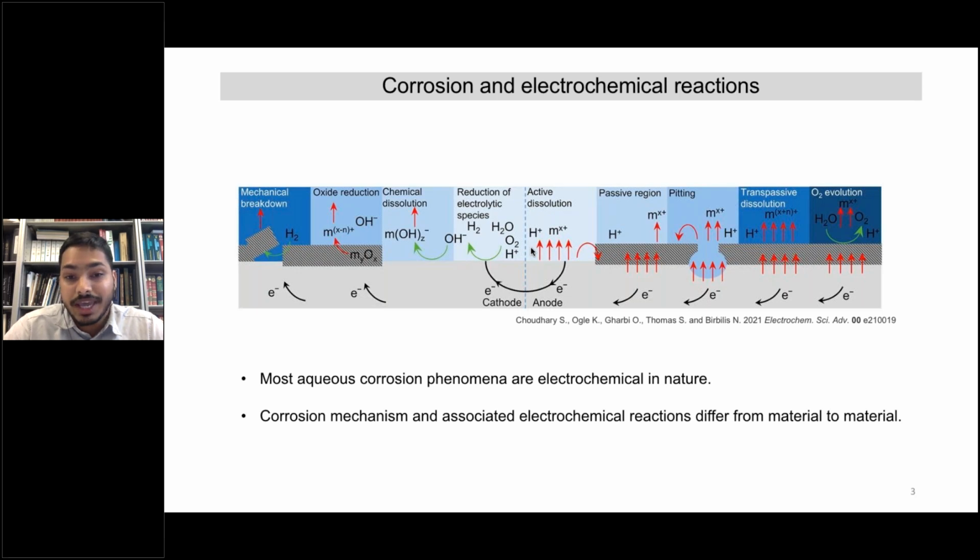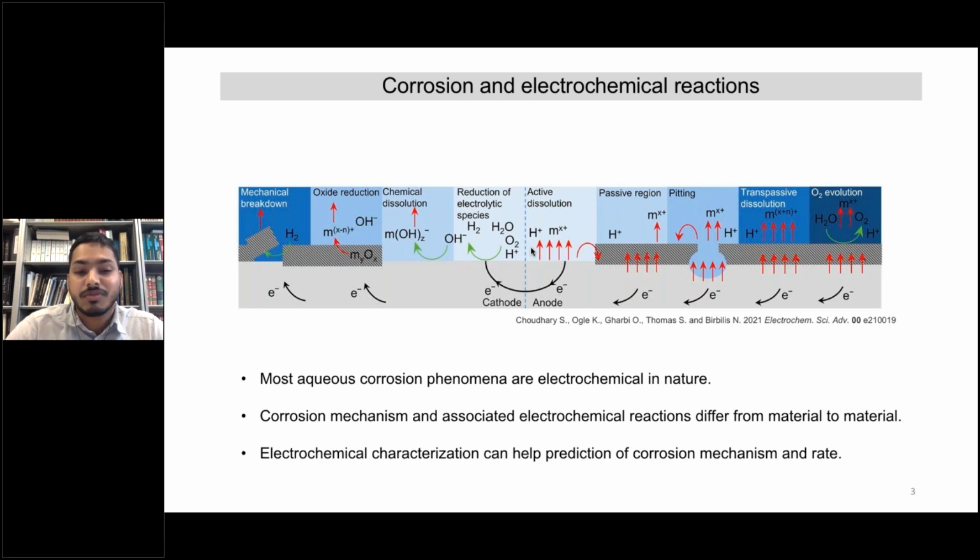So how do you know the operational mechanism? Well, if you take a piece of corroded structure, and after rigorous failure analysis characterization, you might be able to figure it out. Or you can do a simple electrochemical test.